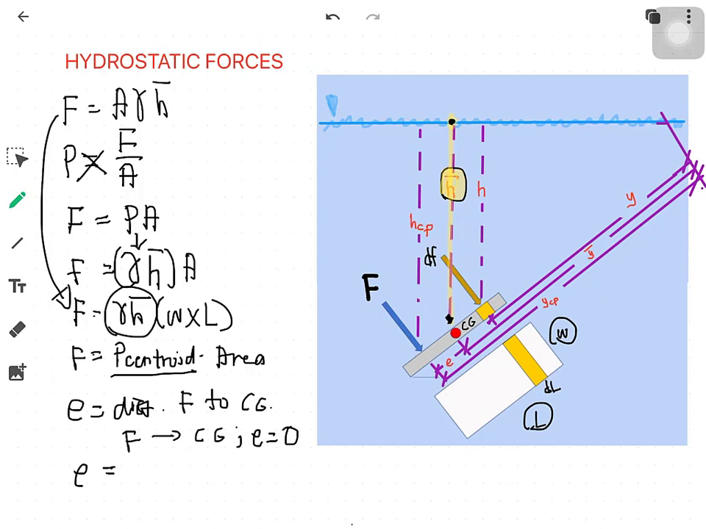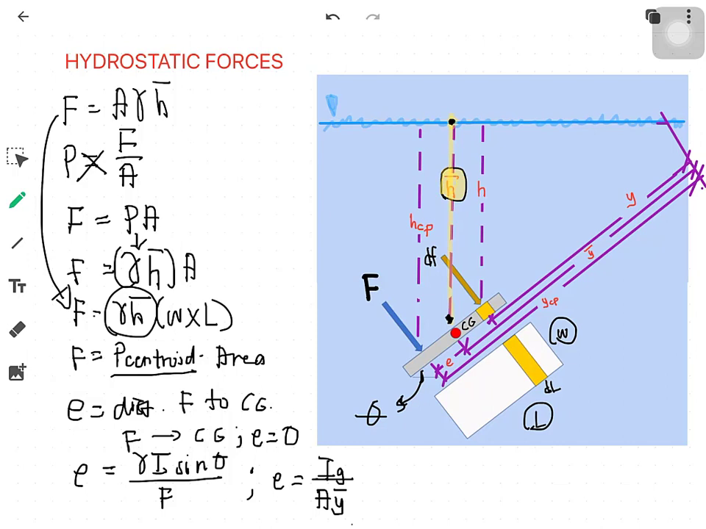So in our figure, to compute the eccentricity E, the formula that we will use is this: unit weight times the I, or the moment of inertia, times sine theta, over the hydrostatic force F. Theta here in our figure is the inclination of our object with respect to the horizontal. Or we may also use the formula E is equal to the gross moment of inertia over the cross-sectional area times the bar Y.